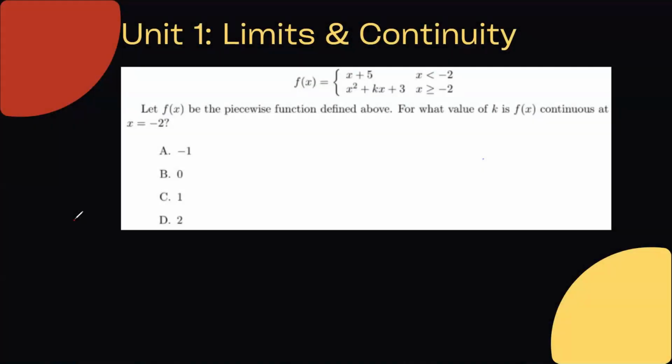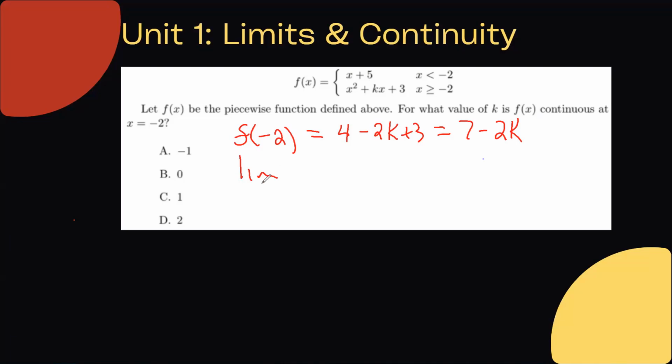So here we have a piecewise function. For what value of k is f of x continuous at x equals -2? Remember, for continuity, the function value has to equal the limit value. So for the function value at -2, you would use the bottom piece. That's going to be -2 squared, which is 4, plus k times -2, which is -2k, plus 3. That's going to give you 7 minus 2k.